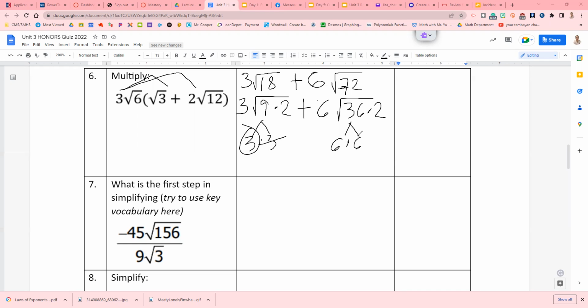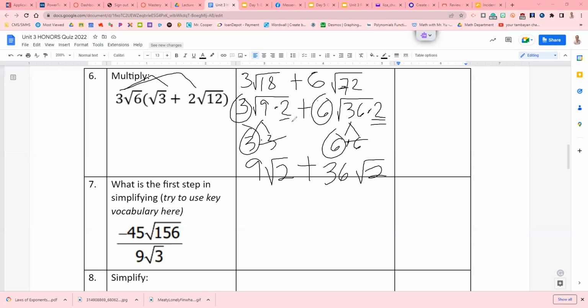So cancel, take 1, cancel, take 1, multiply it to the 6 and multiply it to the 3. So this will become 9 square root of 2, where 2 is the leftover, while 6 times 6 would be 36 with a leftover of 2.